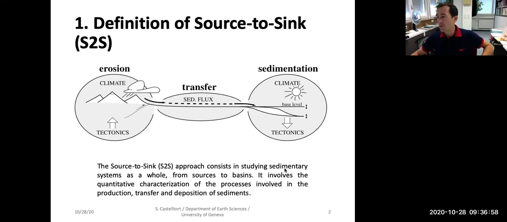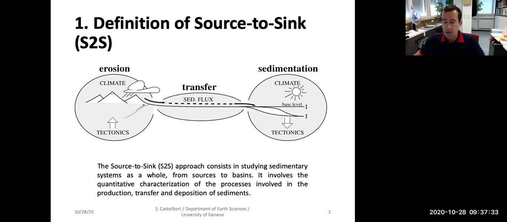Okay, so the definition of source to sink. Basically, I give you here the definition, and there is this little diagram. Source to sink, which I abbreviate S2S, as it's often abbreviated, is an approach of sedimentary geology which consists in studying sedimentary systems as a whole, from sources to basins. Okay?